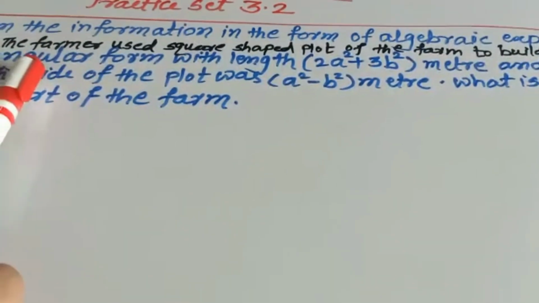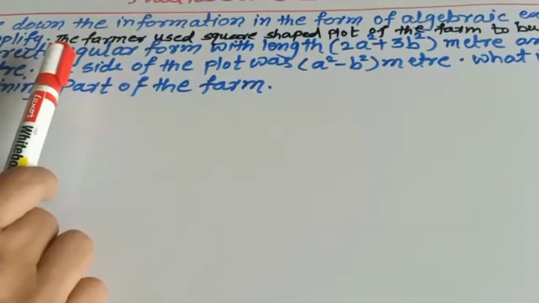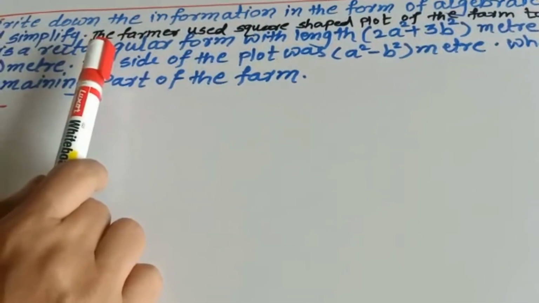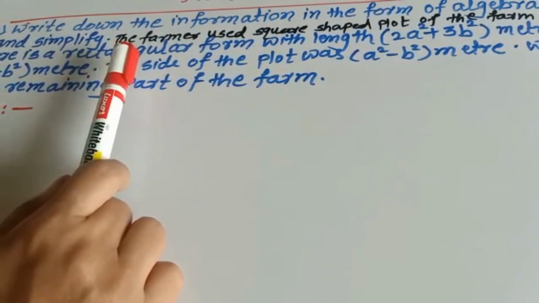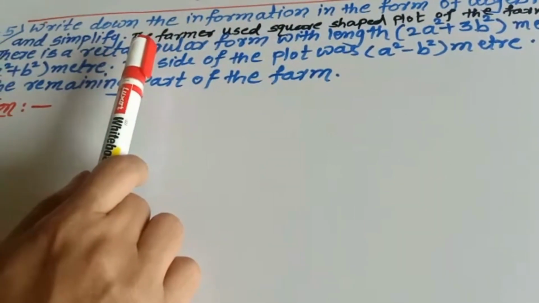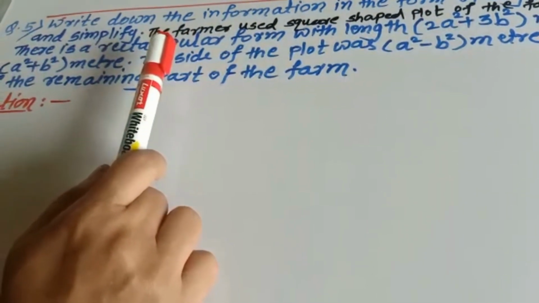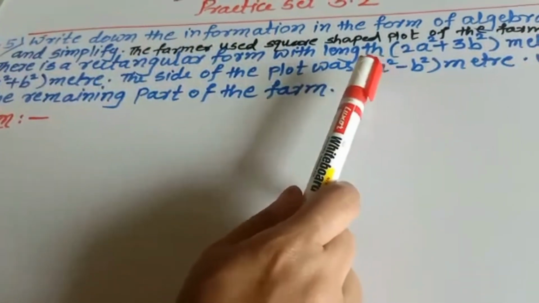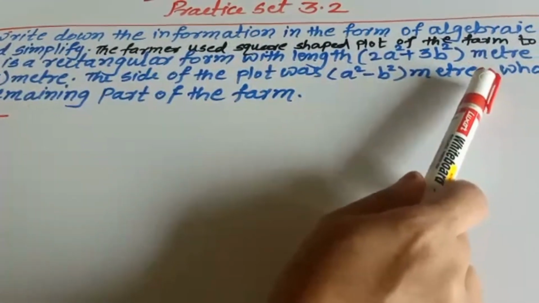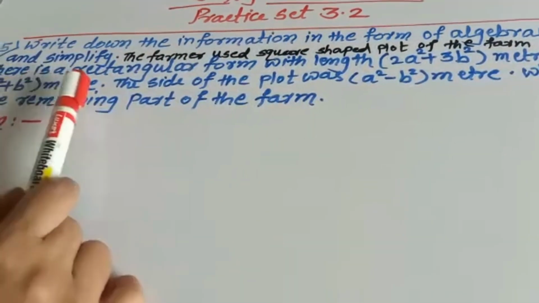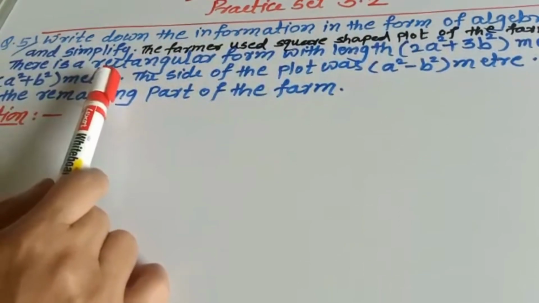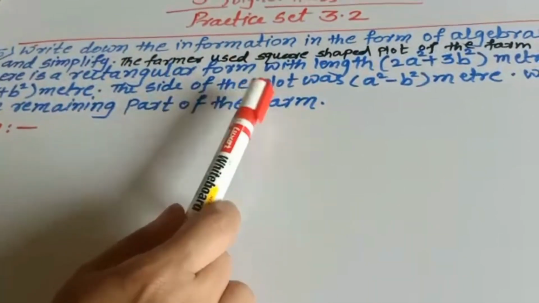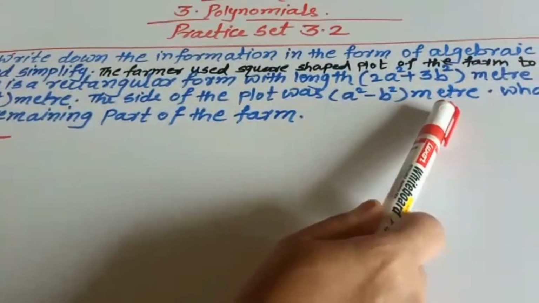That farmer has one rectangular shaped farm, and inside of that rectangular shaped farm he used one part of it, which is in square shape, to build his house. Okay, so see, there is a rectangular farm with length of 2a square plus 3b square meter and breadth of a square plus b square meter. So here length and breadth of that rectangular farm are given. The side of the plot was a square minus b square meter.